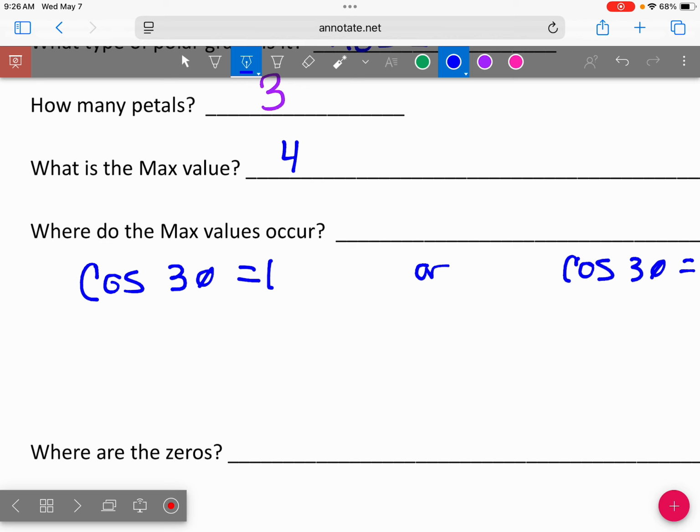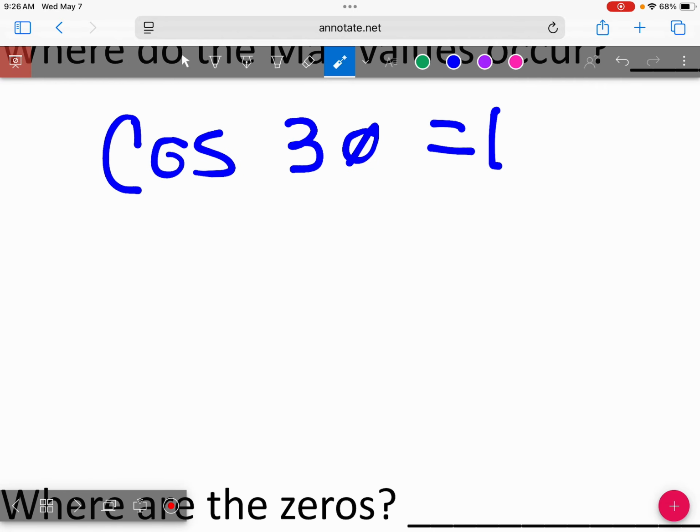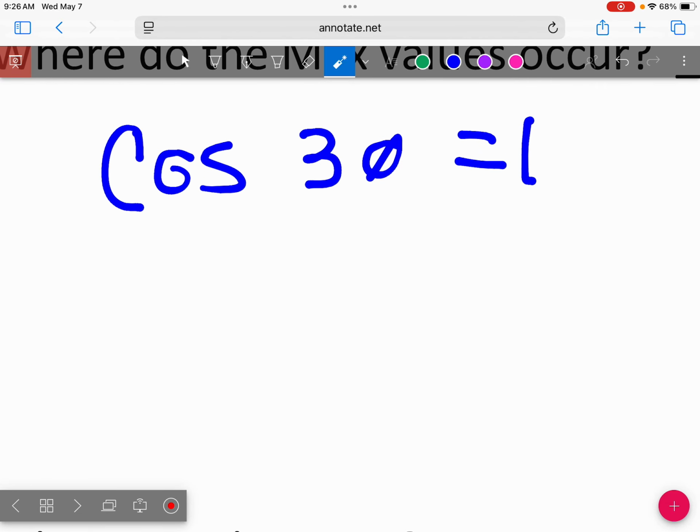Oh, snap, review of old skills. What? Who's she? So let's find all values on our interval that have this value. Solving this. So imagine this doesn't have anything else to do with polar. Just looking at this, how would we solve cosine of 3 theta equals 1?